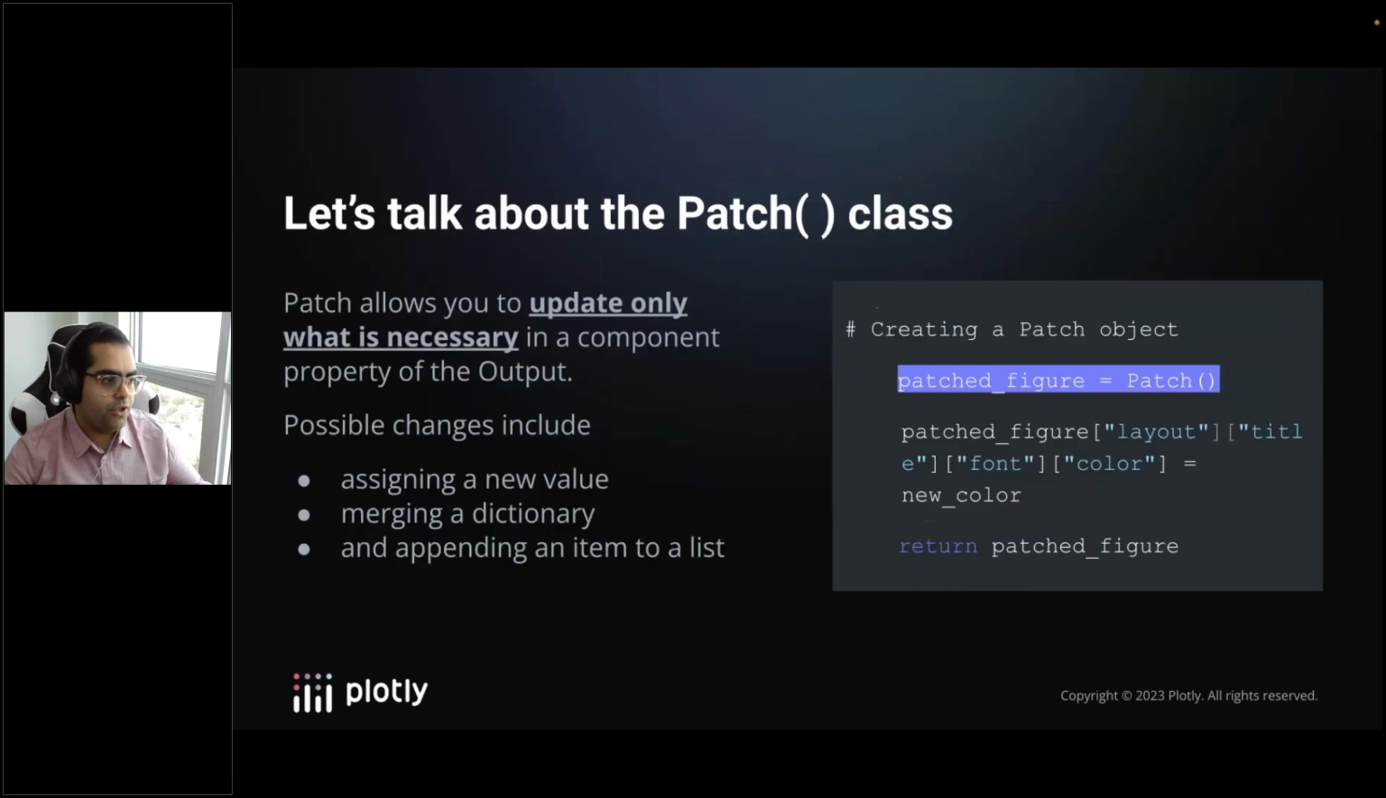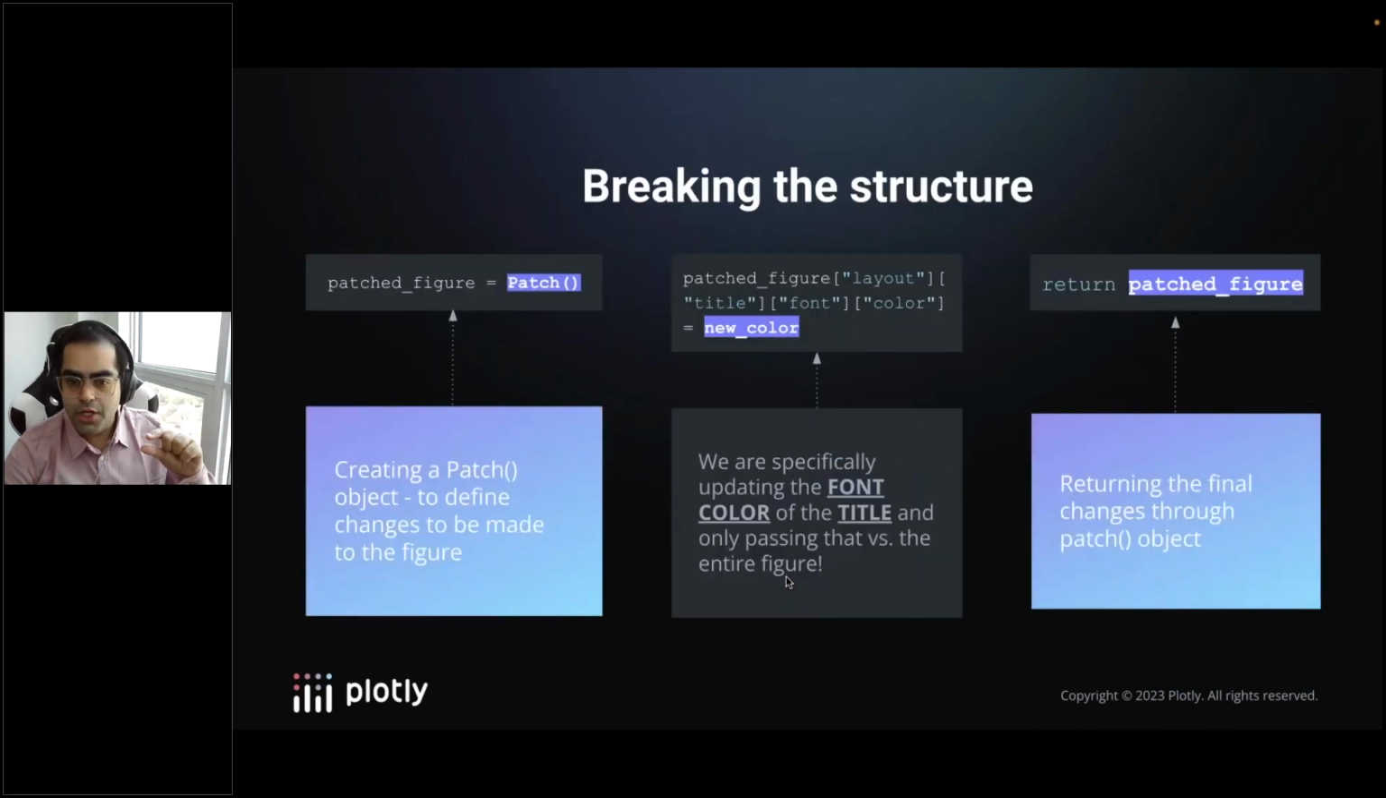Let's understand the structure. The code that you see on this particular slide, I'm going to break into smaller structures so that I can explain what that really means. We are creating an object, a Patch object specifically. So we have patched figure is equal to Patch. Now patched figure is the Patch object. The name is arbitrary. You can have whatever name you want, but we're doing patched figure just because it's easier to relate. So we're first creating a Patch object.